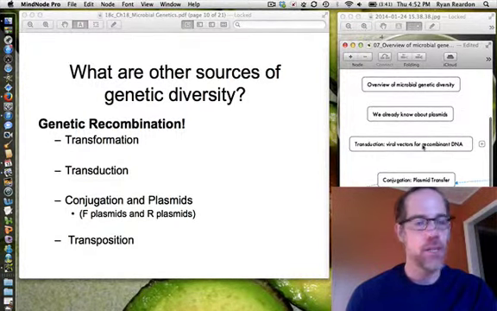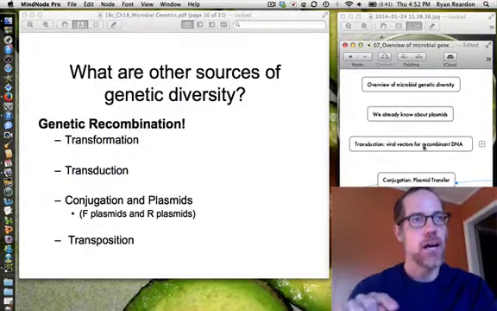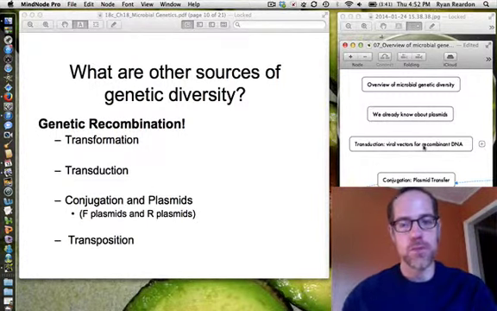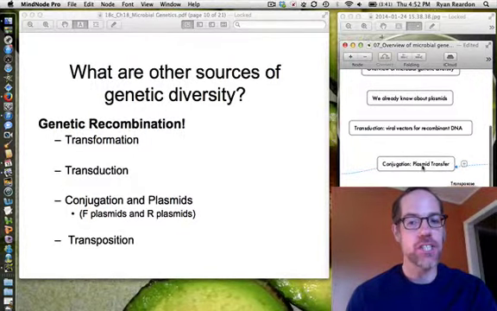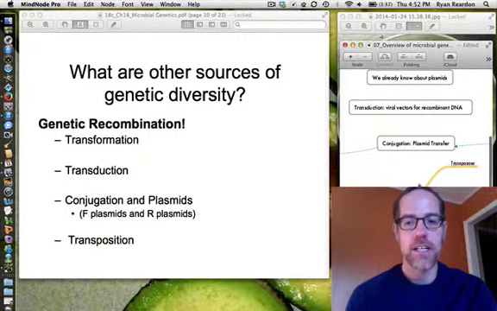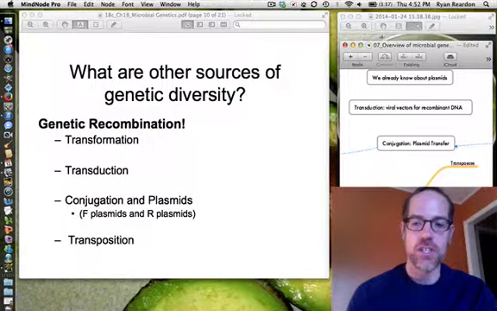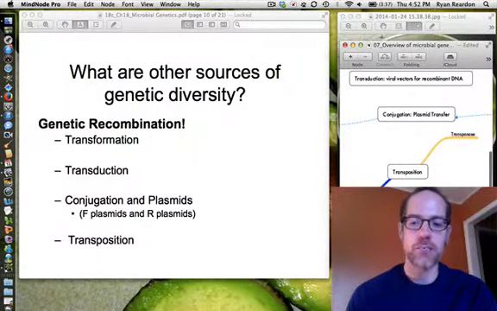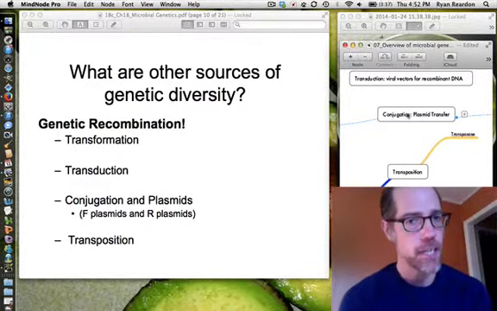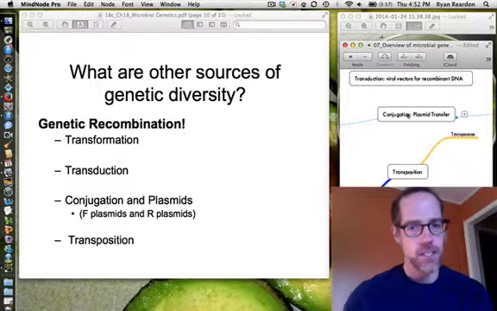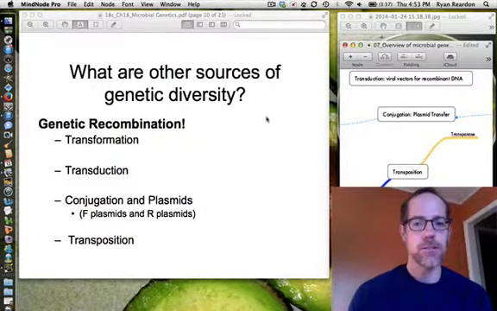But then we'll also talk briefly about transduction. That's essentially where bacteria use viruses to move genes around, or a better way to think about it would be viruses accidentally move bacterial genes around. We're going to talk about conjugation. That is basically bacterial sex, for lack of a better term. And then I want to talk about transposition, jumping genes, and then relate transposition back to plasmids, and then relate transposition to plasmids back to conjugation. So the whole thing essentially ties together. We should end up talking about multi-drug resistant bacteria. Some interesting stuff there.